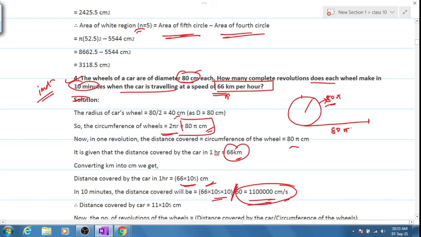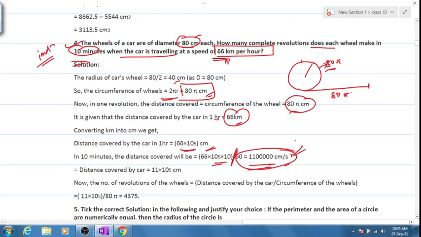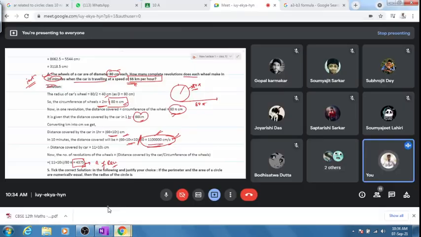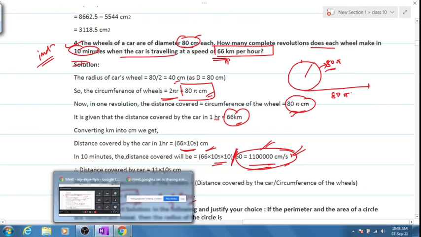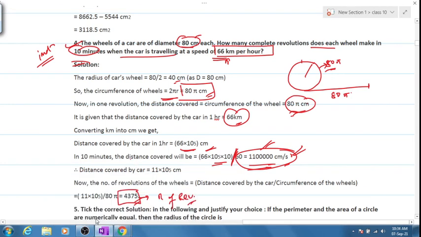Now since this much distance is covered, the number of revolutions will always be the distance covered by the car divided by the distance covered by the wheel. Is it clear? Therefore this divided by 80 will give us 4375. This happens to be the number of revolutions, RPM. Okay, is it clear, everyone, yes or no? Question number 4, kindly complete it down.